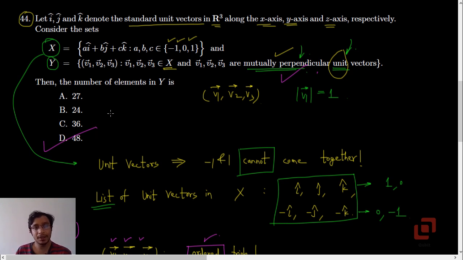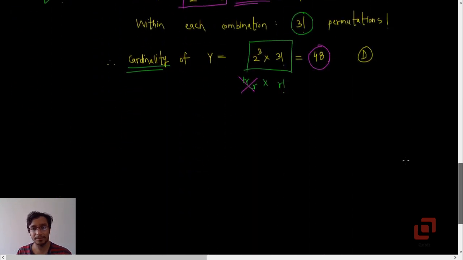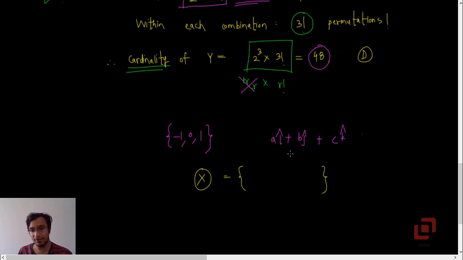In short, there are three sets in this problem. Those three sets are -1, 0, 1. This particular set is telling us what numbers go as A, B, and C. Based on that, our set X is decided, because the set is actually the set of all such vectors. This is the second set.